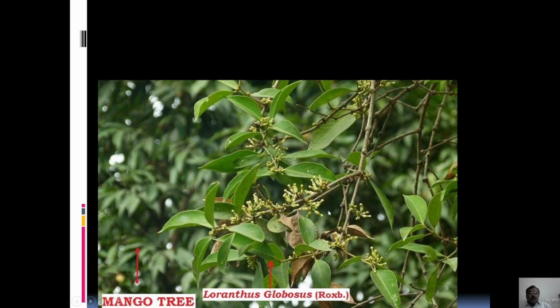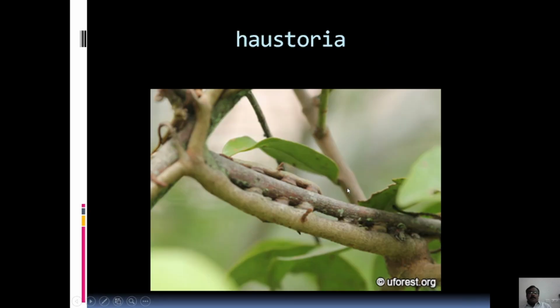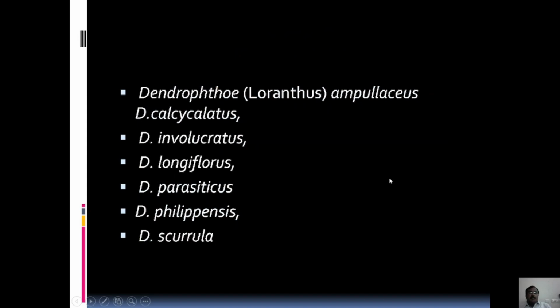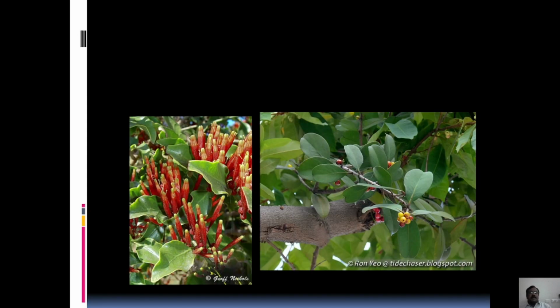And this is the Loranthus which is established on the mango trees. And this is the haustorial point or connection or attachment established by Loranthus on mango tree through which it absorbs the nutrients and water. The Loranthus, which is scientifically known as Dendrophthoe falcata, and there are many other species which affect the mango tree and establish parasitic relationship.